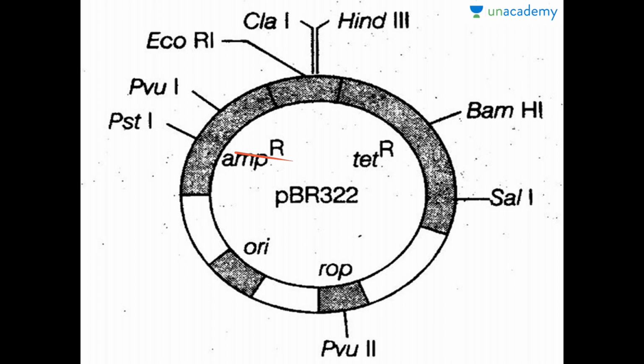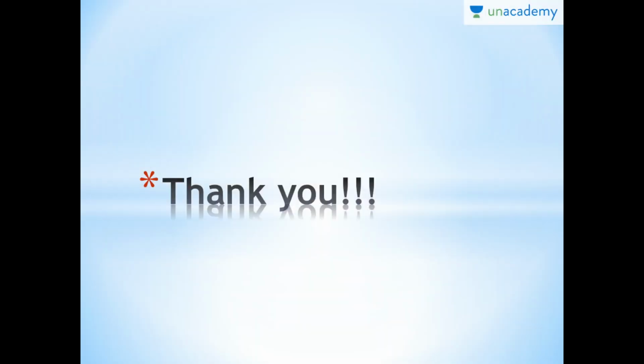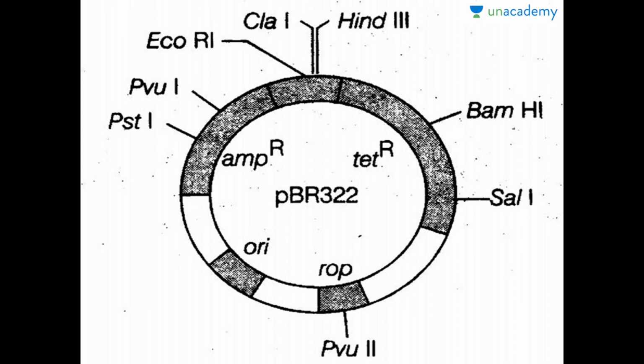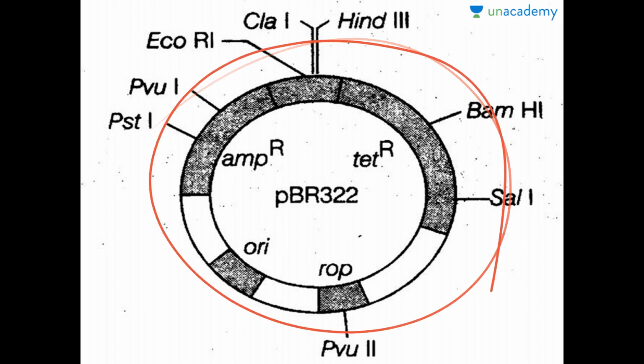Apart from that, you can see the ROP. ROP codes for the protein which is involved in the replication of the plasmid. So this is the E. coli cloning vector, pBR322, which has some restriction sites and antibiotic resistance, as well as ROP. And this is very important from the exam point of view. So don't forget its structure, all these things are very important.